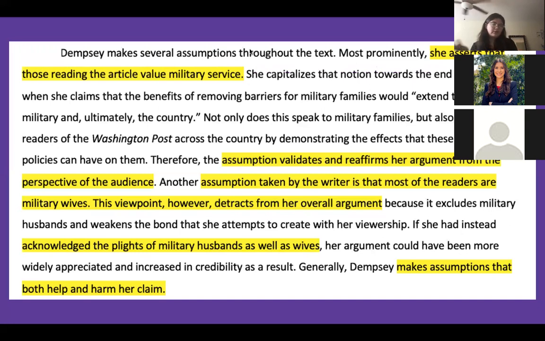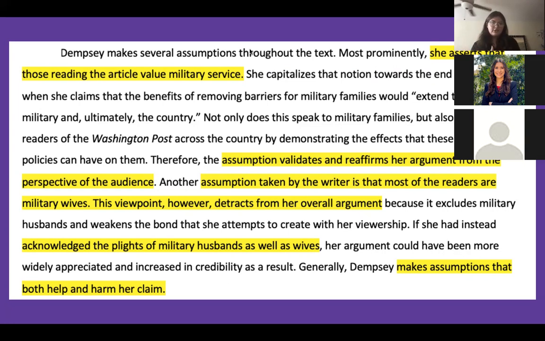This was my assumption paragraph that I wrote for this mock paper. I assumed that, because she's writing to military spouses, they would value military service. That's an assumption that I made based on her audience and the way that she structures her paper. And then I talk about its effectiveness. The assumption validates and reaffirms her argument from the perspective of the audience.